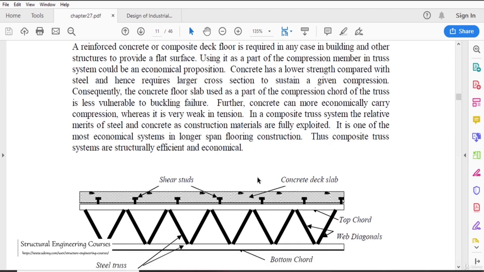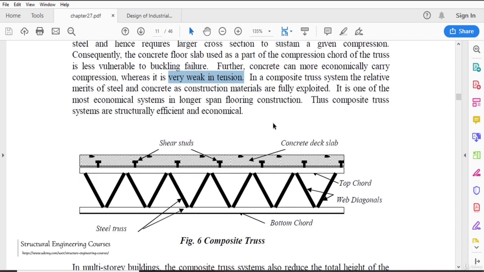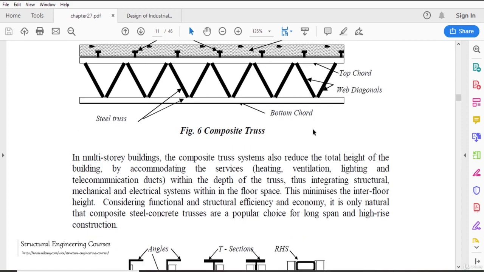Further, concrete can carry compression, and the structural steel is less vulnerable to buckling failures also. So concrete can easily carry the compression, whereas obviously it is weak in tension. So obviously the concrete and the structural steel, both materials are perfectly utilized in this type of arrangement here.